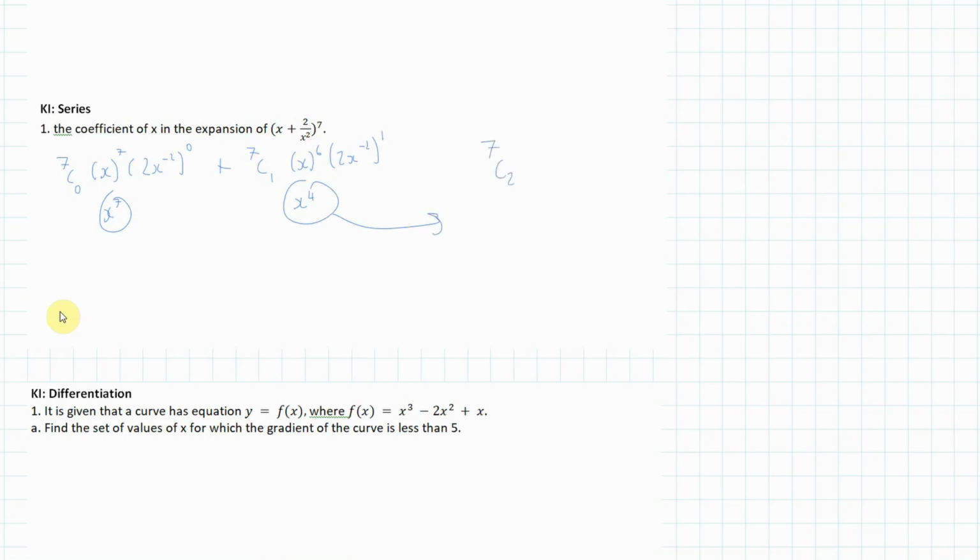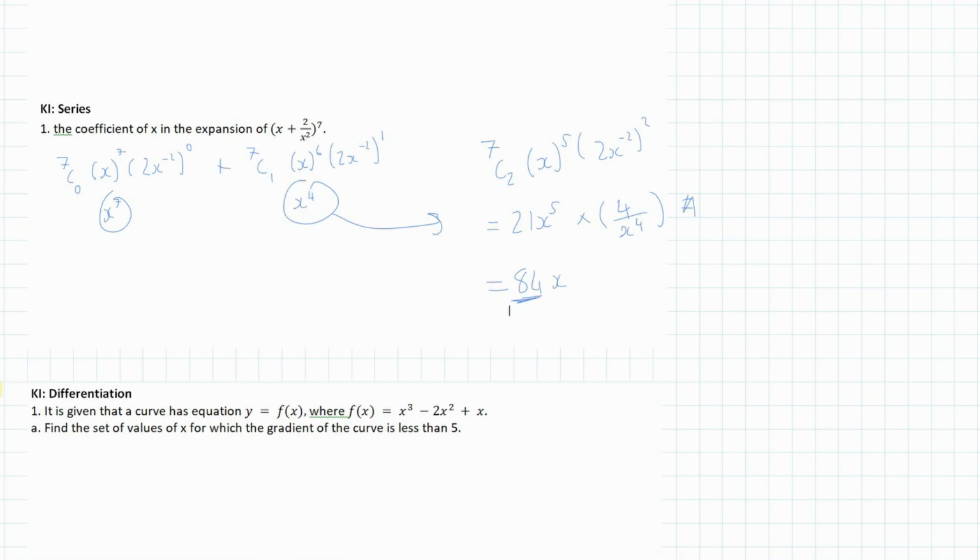7 choose 2, x to the power of 5 into 2x to the power of negative 2, all to the power of 2. Now, so we get 7 choose 2, which is 21, x to the power of 5, times, now this will be 4 over x to the 4. And I guess we can say, well, that's like 4 times 21, which is 84x. And so the coefficient, of course, is 84.